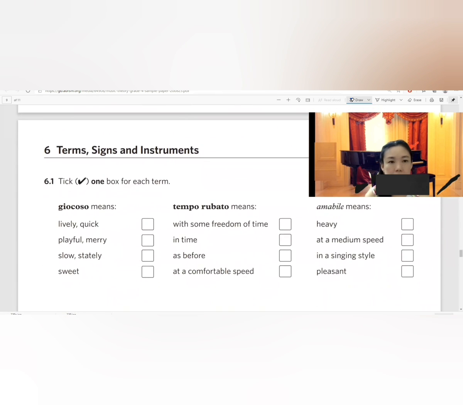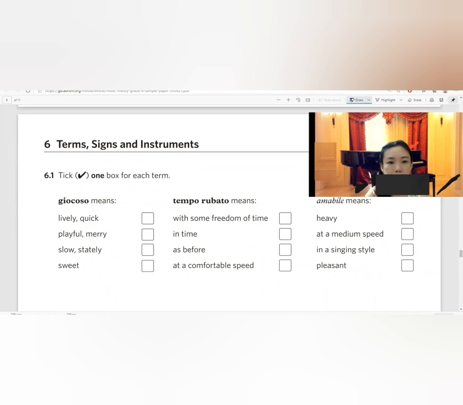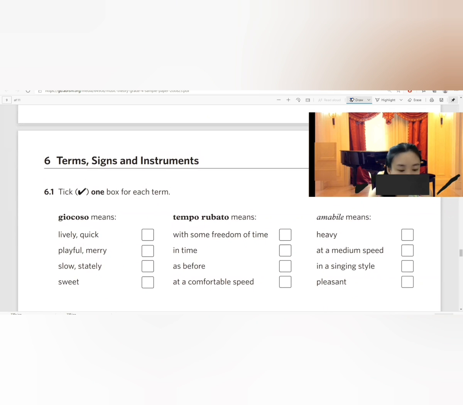Next one, terms, signs, and instruments. This one you need to memorize. There's no way to count or figure out the answer. It's different from other questions. This one can only be memorized. So giocoso in its Italian terms means playful and merry. Next one, tempo rubato means with some freedom of time.